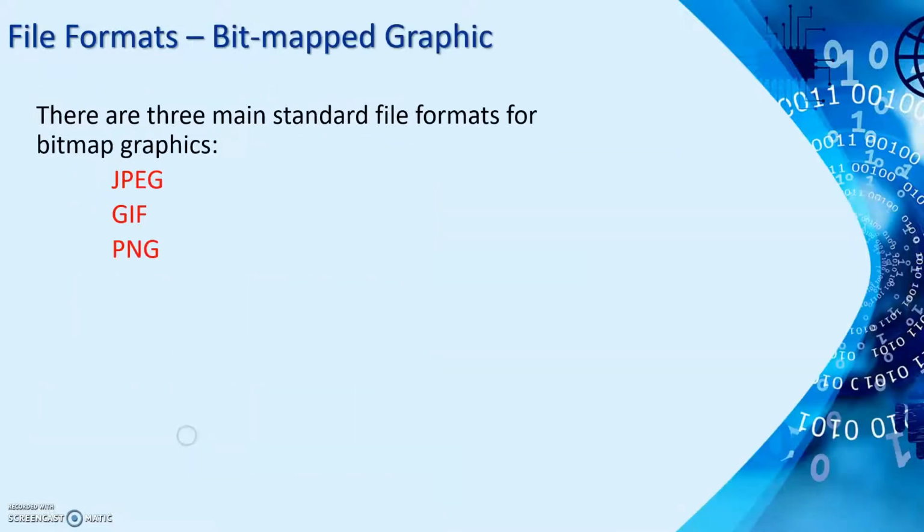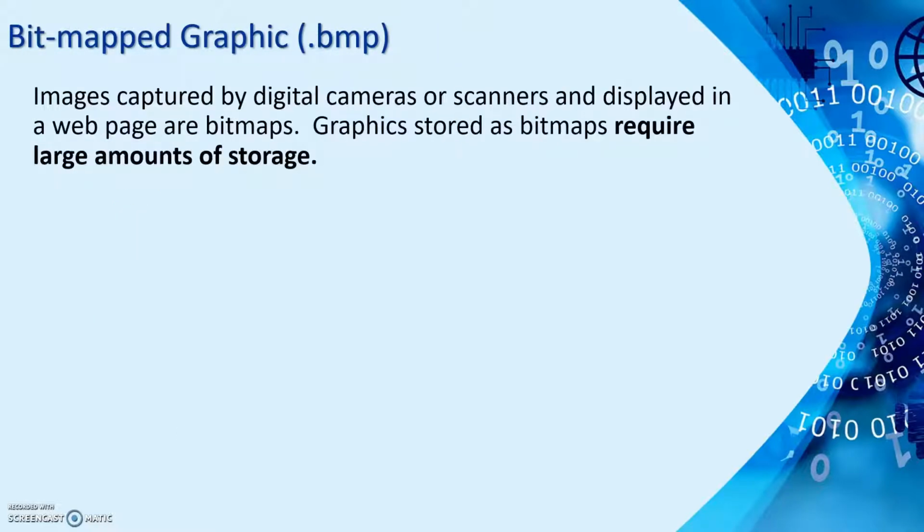Okay? Now, graphics file formats. A bitmapped graphic. Now, all graphics displayed on a web page will be bitmapped graphics. And there are three main standard file formats for bitmap graphics: JPEG, GIF and PNG. And if I was to say, do you know what these stand for? I'd like to think that you already do, and you've already sent your comment, please. Maybe you haven't. Anyway, we'll look at the bitmap first.